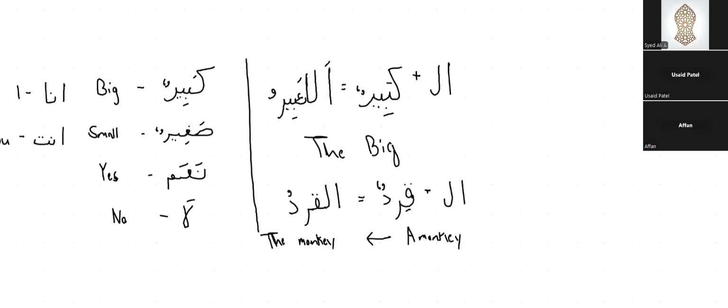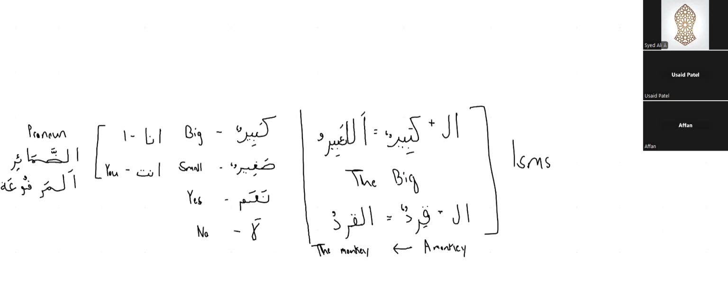All of these words that we cover are isms, and there are many types of isms. We'll go into that in the future, but it's important to know that the words we're dealing with for now are mostly isms. When it comes to isms, largely what we've been doing has to do with subject and predicate, known in Arabic as mubtada khabar. I'll give an example real quickly.